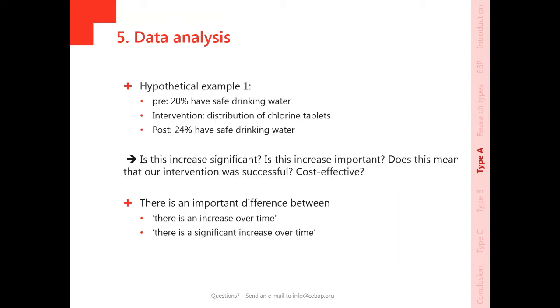So here's a hypothetical example. Let's say at baseline, 20% have safe drinking water. We distribute chlorine tablets, and after the intervention, 24% have safe drinking water. The question we ask ourselves is: is this increase significant? Is this increase important? Does this mean that our intervention was successful? Was it cost effective?